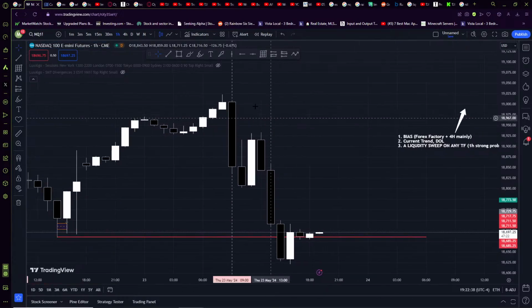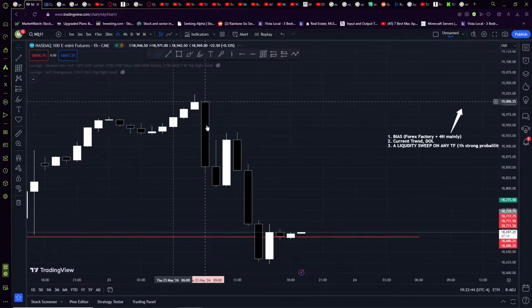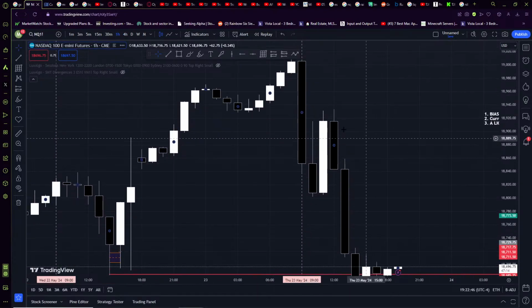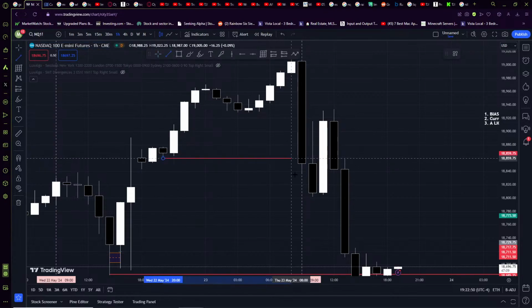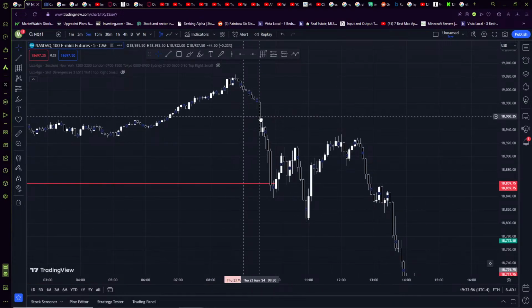AM session starts today. What do we see? We're bullish on the 1 hour prior to that candle. Bullish on the 4-hour. Okay. What are our draws on liquidity that I want us to sweep? This low. Scale down to the 5. Market really opens off of here.